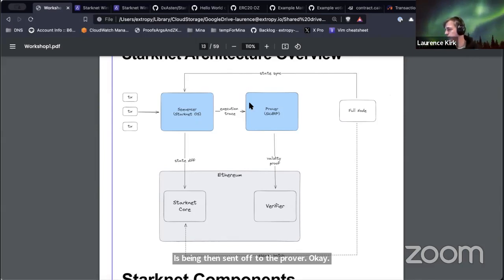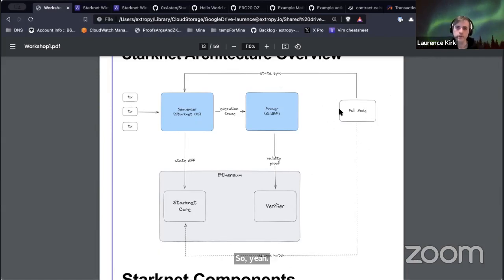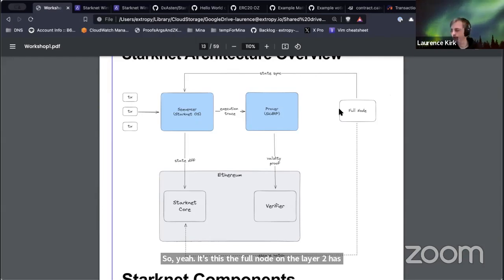The question about the full node. So there are two parts to that. Part of that can come from the sequencer, but it can also get details from the layer one as well. So yeah, the full node on the layer two has extra options compared to a full node on layer one.